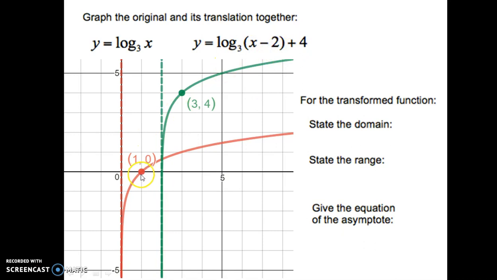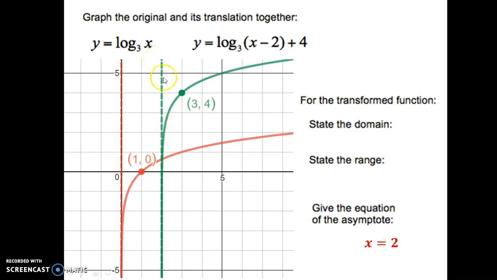So take the main key point. Here's the original asymptote, by the way. Take the key point, go right 2, up 4. There's the key point, which has been moved from there to there. The asymptote is always 1 away from there. So the new asymptote is 1 away. It's here. And that asymptote then is at x equals 2.